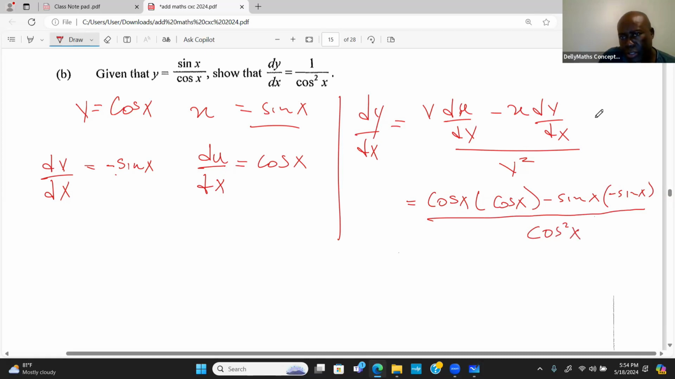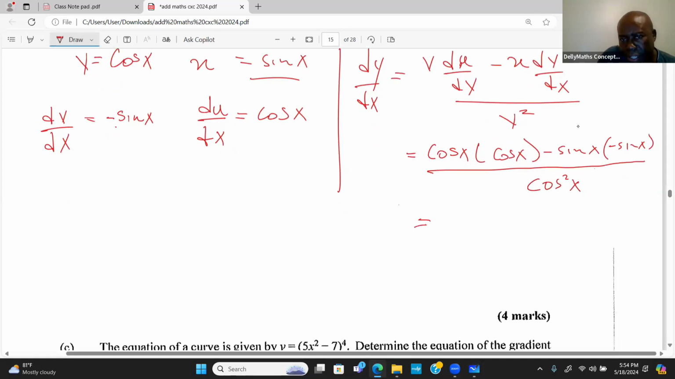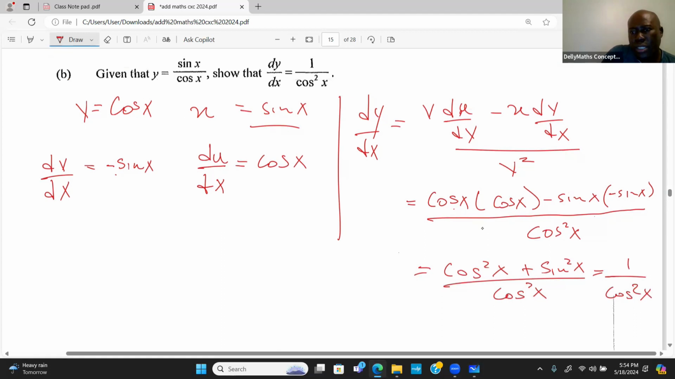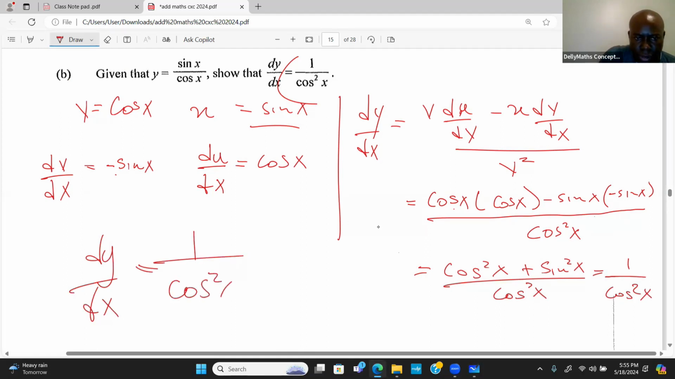All right, let's put it together finally. What we're looking at here is cos times cos, which gives me cos square x. Negative sine times negative sine is plus sine square x, all over cos square x. Remember, cos square and sine square will give 1, and that is over cos square x. And we would have shown that, right? So basically, we have shown that dy/dx is 1 over cos square x, and we're done.